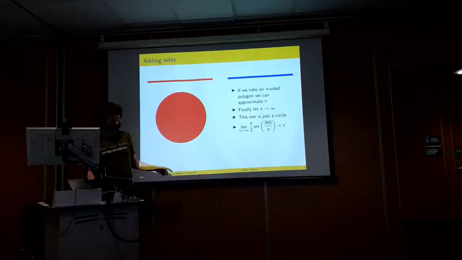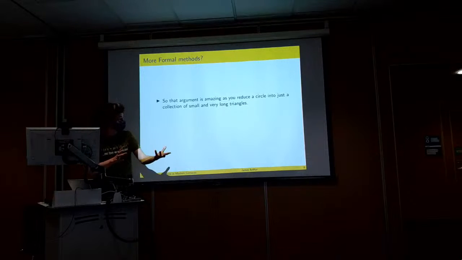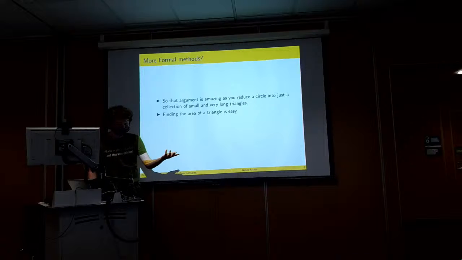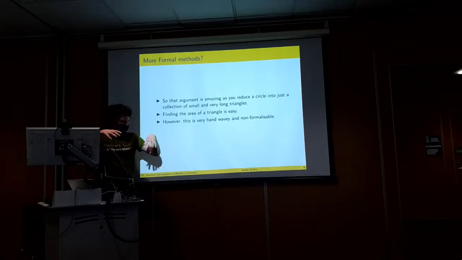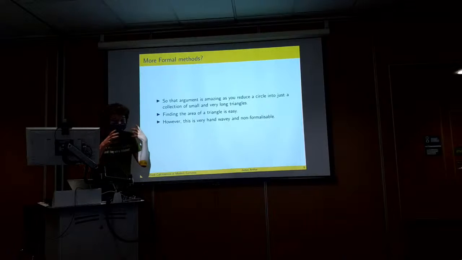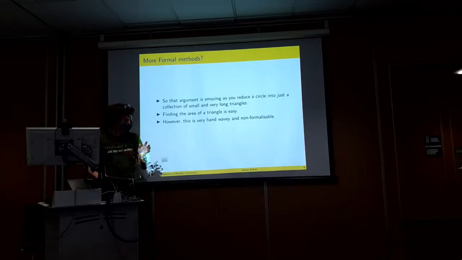What we've done is take a circle and reduce it into very small and very long triangles. Not rectangles. Finding the area of a triangle is easy, half AB sine C. Then we can do this an infinite number of times and we have the area of a circle. But this is very hand-wavy, and when you're teaching this to a computer, you can't. So I had to come up with a better method. I thought about it for a while, and I didn't quite know what I was doing.